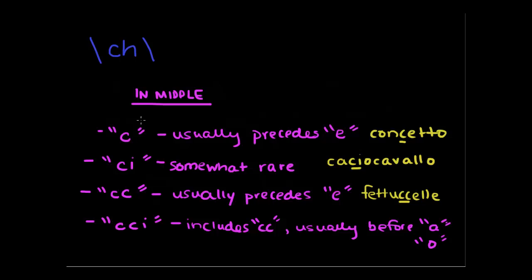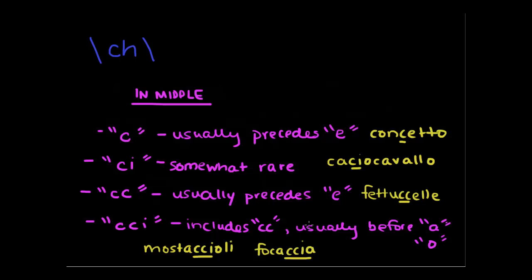Examples are mostaccioli. Here the CCI is before the O. And another example is focaccia. Again, here it's before the A, CCIA. So before A's and O's, it's very common.